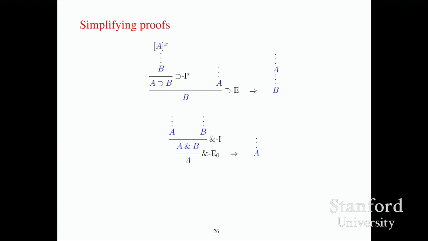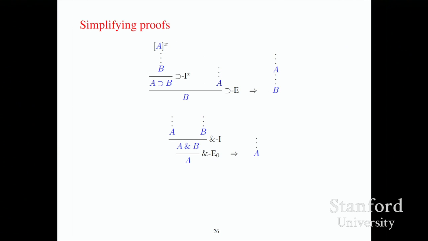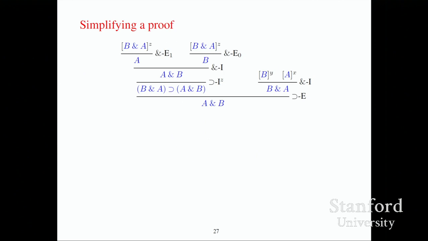Now, the other thing you can do with proofs is simplify them. So this proof happens to be in simplest form, but we'll see an example of a proof not in simplest form in a minute. In fact, let me just move to that. So here's a proof not in simplest form.